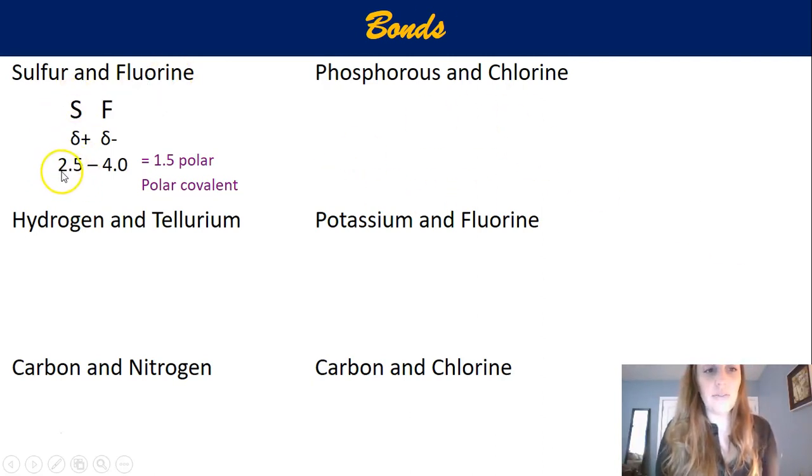Sulfur has an electronegativity of 2.5, fluorine is 4.0, so the difference is 1.5. Now you're going to ignore negatives if you do it in this order because it's just the absolute value of the difference. So since it's 1.5, it's polar covalent, and sulfur is the least one, so that is partial positive, and fluorine is partial negative.